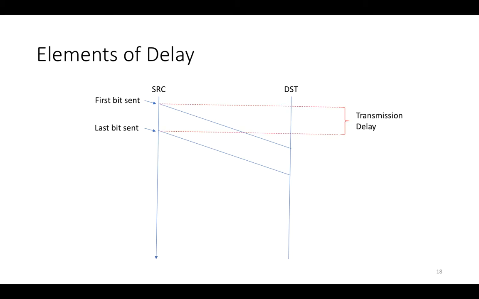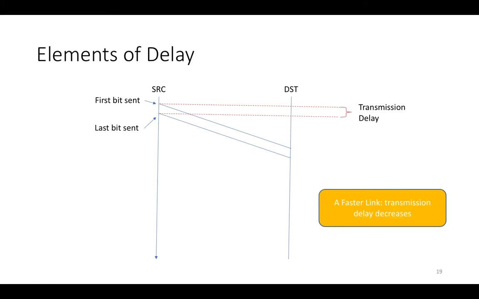If we look at the time between the first bit being sent and the last bit being sent, this is a function of the transmission delay, or the serialization delay. It's how long it takes to clock this out onto the physical media. For instance, it'll take longer if it's a 10 megabit Ethernet as compared to, say, a gigabit Ethernet. If we have a faster link, the transmission delay decreases, and I've shown that in this picture.